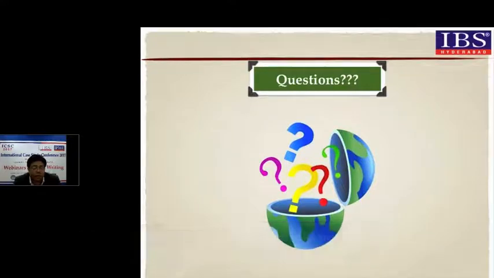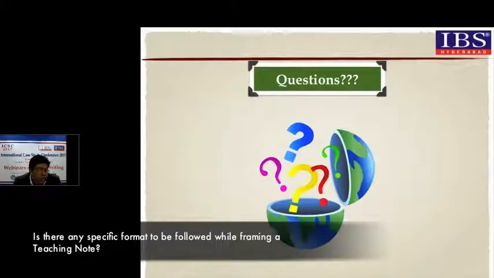Is there any specific format to be followed while framing a teaching note? I think we have discussed a good format here, right from the beginning to the end. If you can use that as a format, I think that will be one of the best ways. That is quite a comprehensive format. You can pick and choose. You can keep out a few things, or you can add something also, but that is a very nice format.